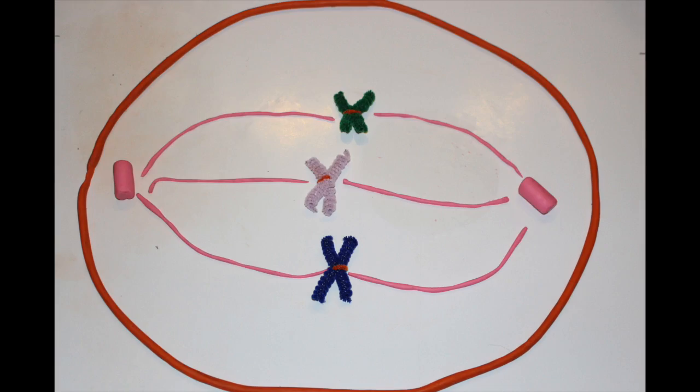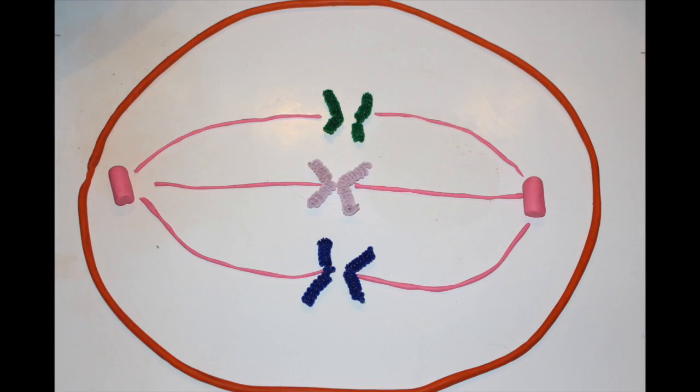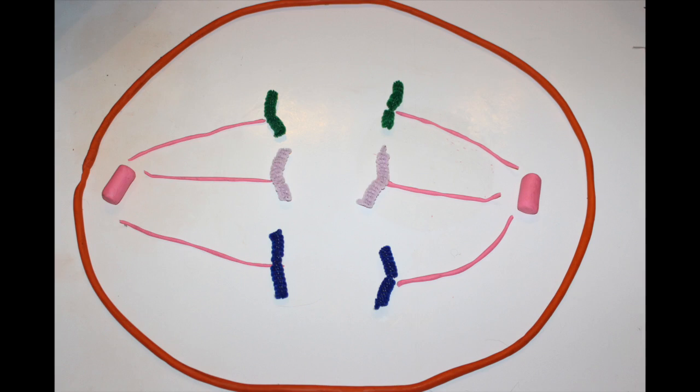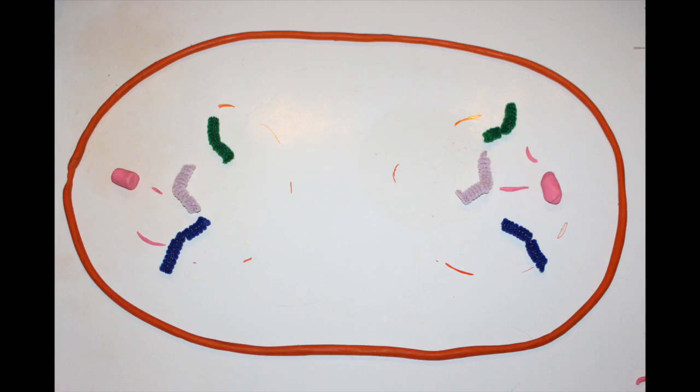In metaphase, the chromosomes of a cell line up along the metaphase plate, exactly in the center of the cell. The spindle apparatus has attached microtubules to the centromere of each chromosome. They're attached by things called kinetochores, which are complexes of proteins that hold microtubules to the centromere. Then the cell enters anaphase. Chromatids are pulled to either pole of the cell.